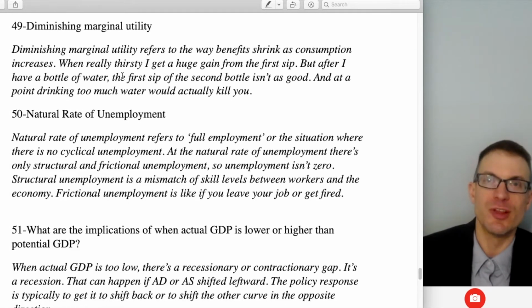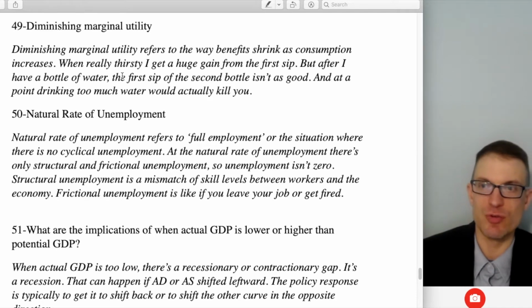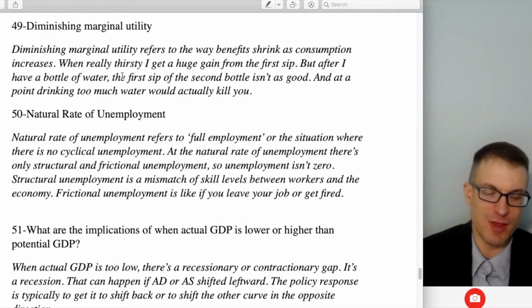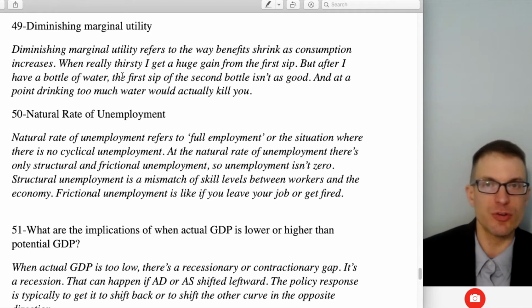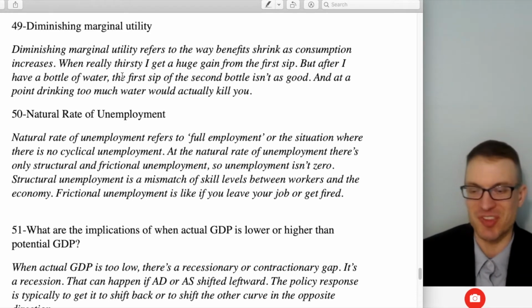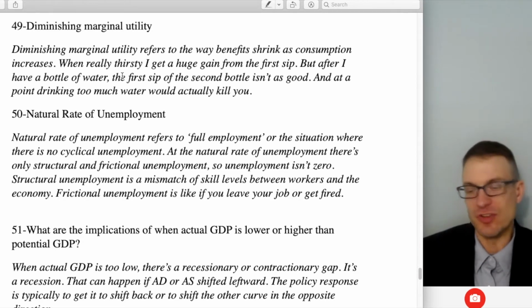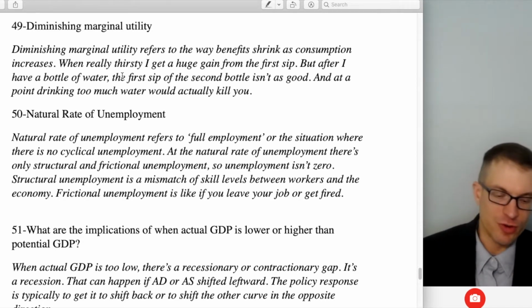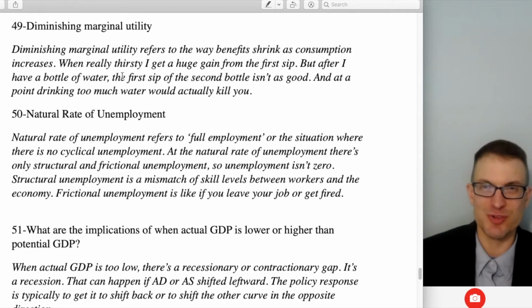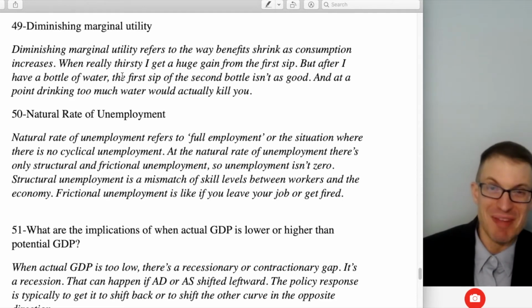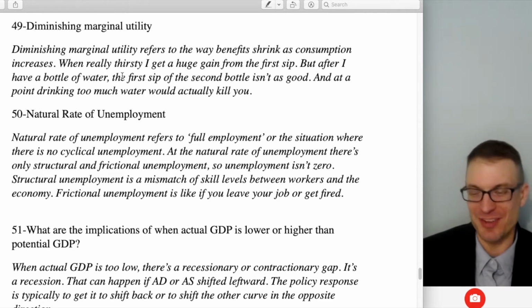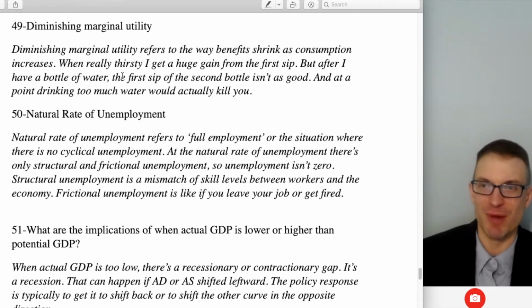Diminishing marginal utility refers to the fact that the benefits shrink as consumption levels increase. So the marginal benefit from the first drink of water when you're really thirsty is greater than the marginal benefit from the second and the third and so on and so forth. At a certain point, if you drink too much water, it actually dilutes the electrolytes in your system and you die. So you don't want to drink too much water. That's definitely a case of diminishing marginal utility. There's a point by which your increased consumption of water turns from diminishing marginal utility to actually negative. It actually decreases your health.